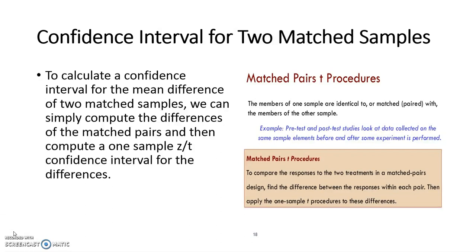For matched samples, to calculate a confidence interval for the mean difference, we can simply compute the differences of the matched pairs and then compute a one-sample Z confidence interval or T confidence interval, depending on the sample size, for the differences. So basically, a matched pairs confidence interval is really just converting it into a one-sample problem.